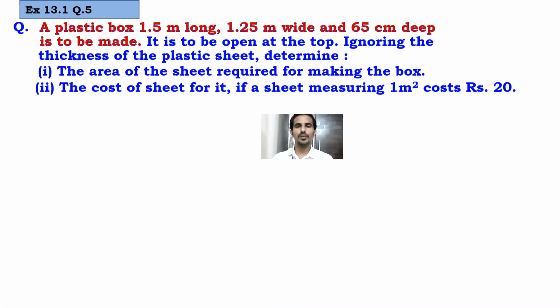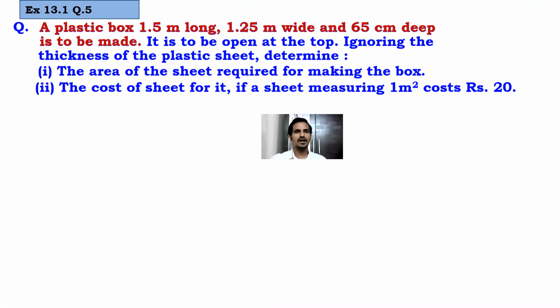So we are making a plastic box which is 1.5 meter long, 1.25 meter wide, and 64 centimeter deep. Okay, and the special thing about this box is it is open at the top. Now when I say open at the top, just look at this thing. This is open at the top. Okay, so aisa ho gaya. So upper surface is missing. Can you see this? It is open at the top. So this one surface is missing.